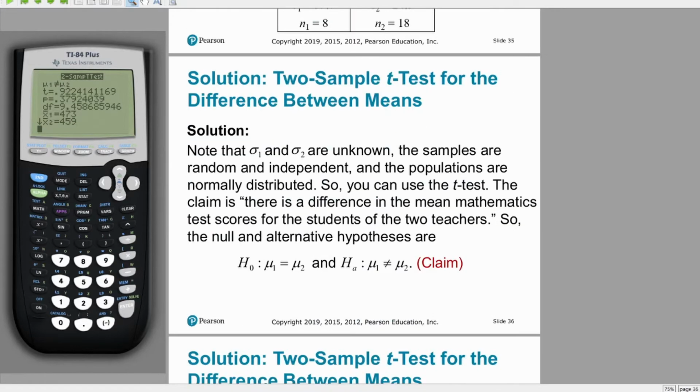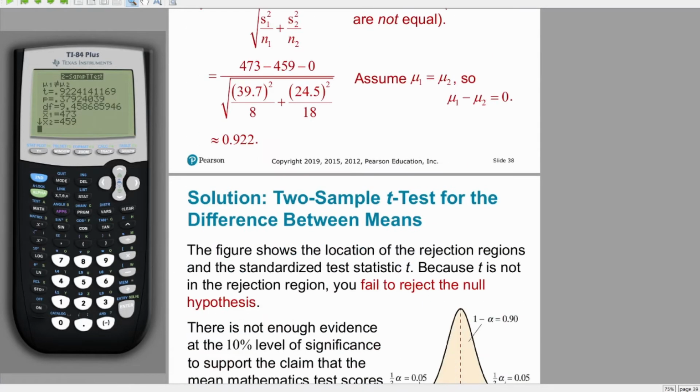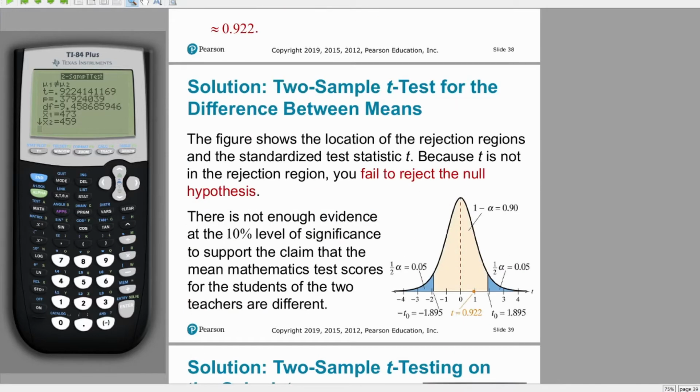Where what we're going to get is, in this case, a t-score of about 0.922, along with a p-value of about 38%. So if you want to think about this in terms of p-values, we would fail to reject the null hypothesis as p is, well, significantly greater than alpha.